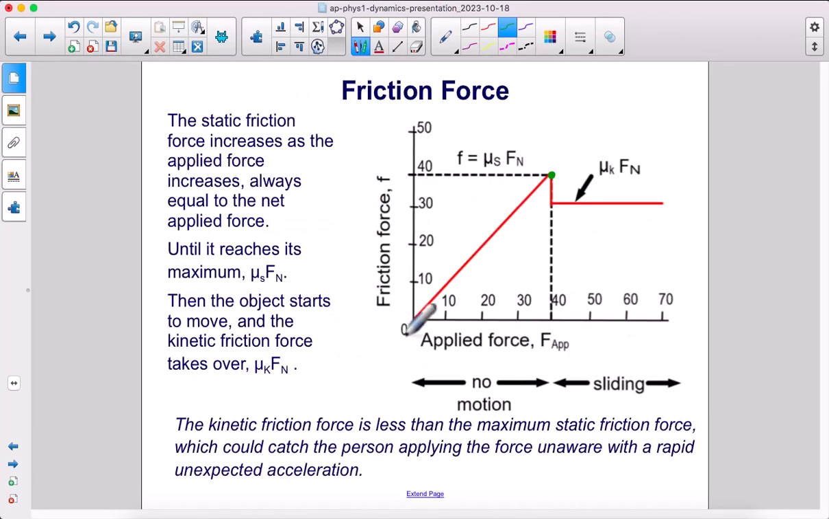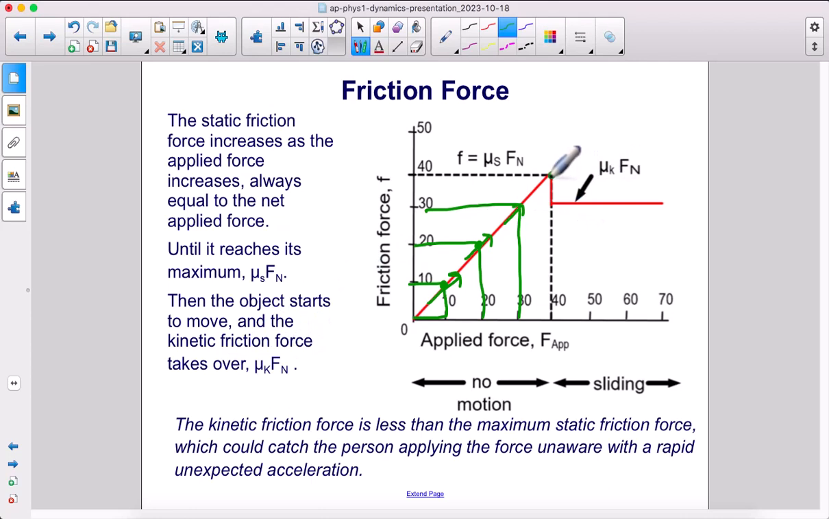The static friction force increases as the applied force increases, always equal to the net applied force. So you push with 10 newtons, there's 10 newtons of frictional force. The object's not moving. You push with 20 newtons, then 20 newtons of friction matches you, static friction. Still not moving, all the way up till we get to 40 here. That's when it reaches its maximum value, mu sub s Fn. Then the object starts to move, and the kinetic friction force takes over.